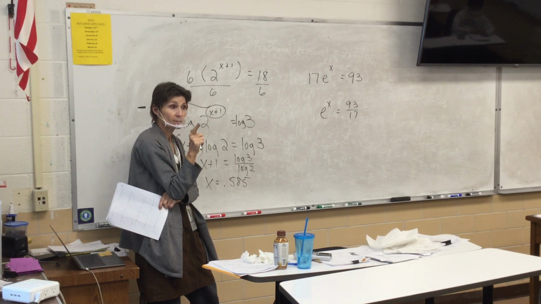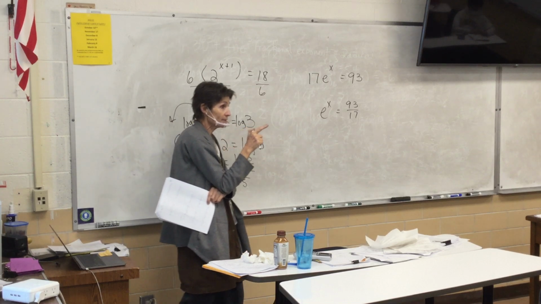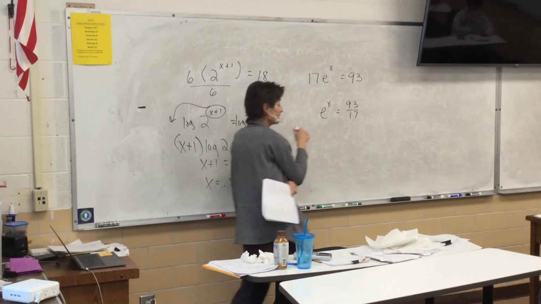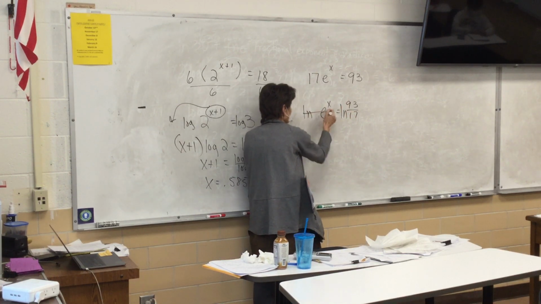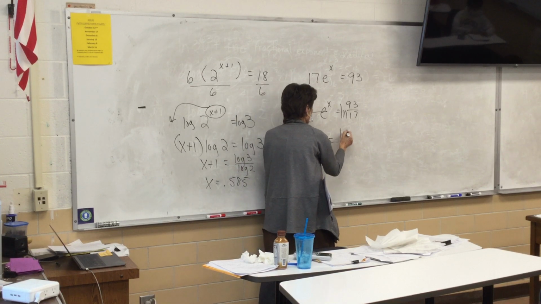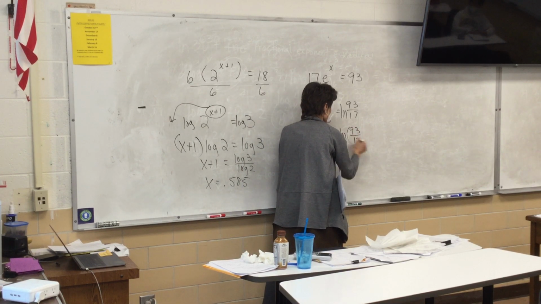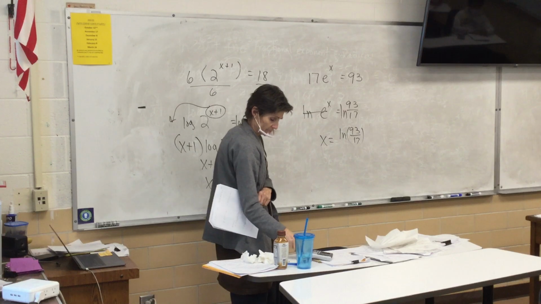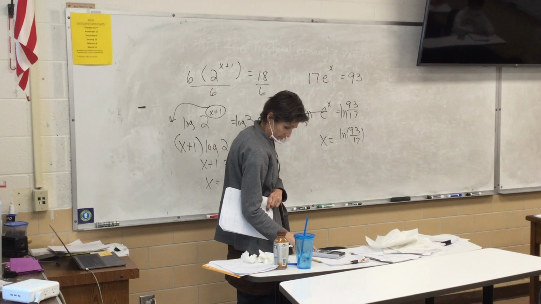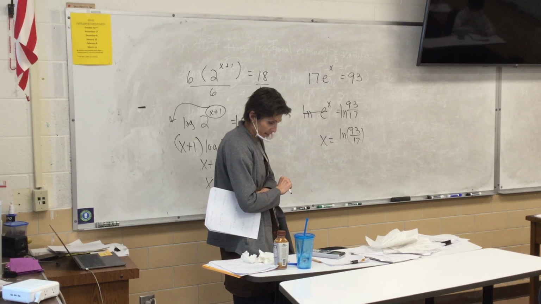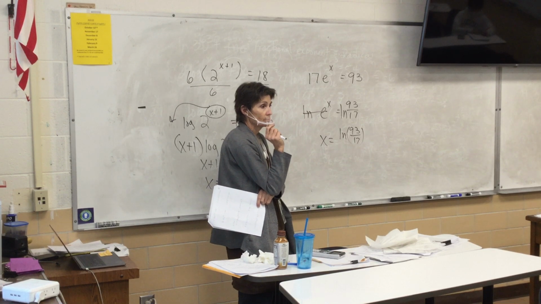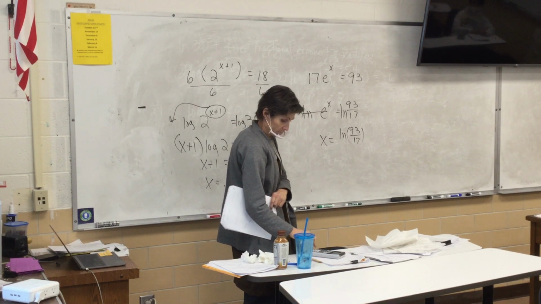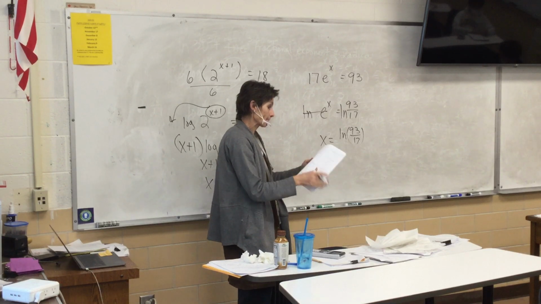ln both sides? Does it make sense to ln in this problem? Yep. Since there's an e? So I'll ln both sides, and the beautiful, beautiful thing is, so all I have is x equals ln 93/17. 1.6994. Boy, that was easy.